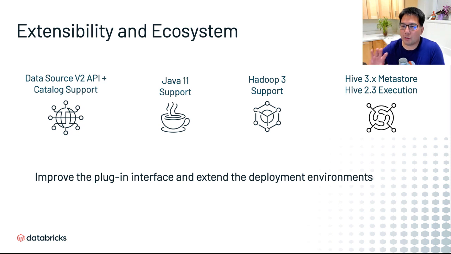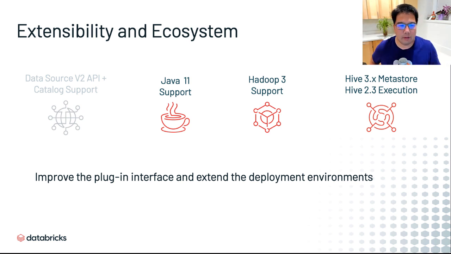Okay, so now we're going to switch gears a little bit. We talked a lot about performance. There are also other things, but now let's talk a little bit about extensibility and the ecosystem. This release of Spark 3.0 includes really cool things like Data Source v2 API improvements, Java 11 support, Hadoop, and Hive 3 support. Okay, so pretty crucial and good stuff. All right.